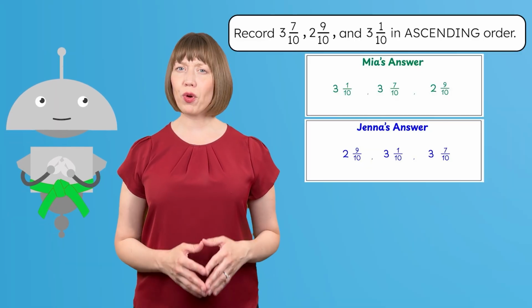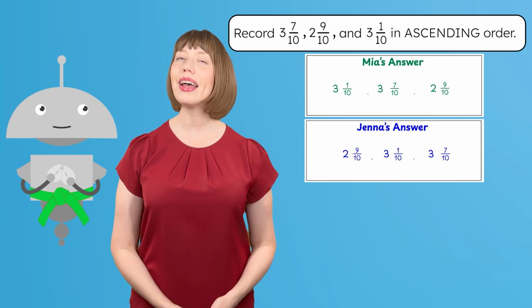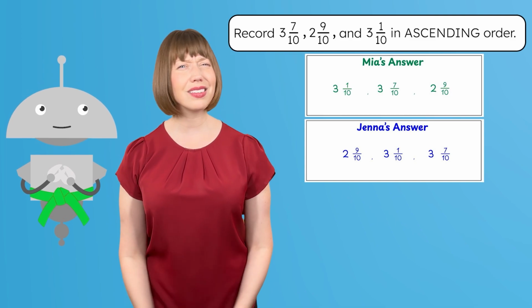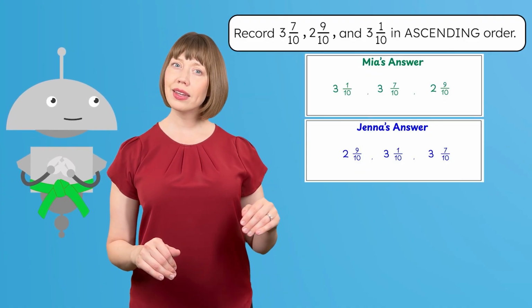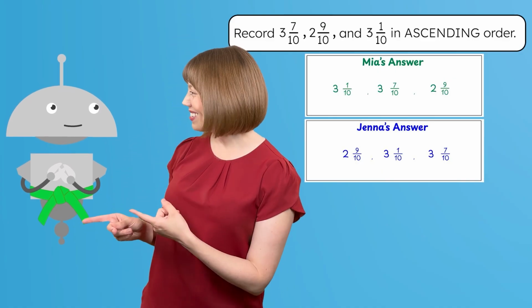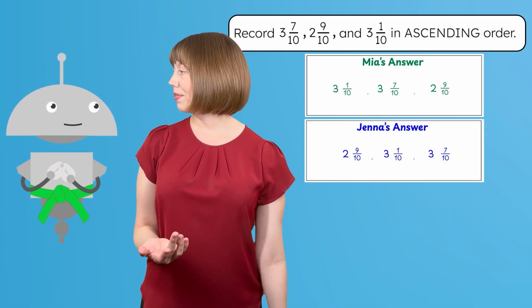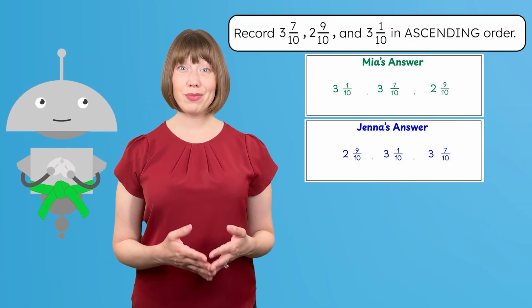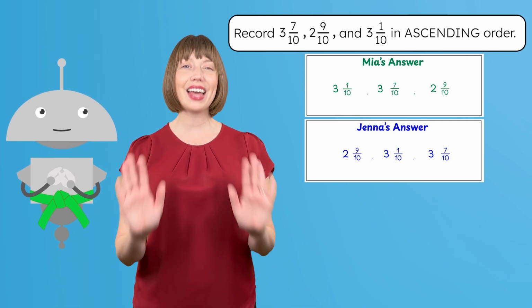So, we had to put 3 7/10, 2 9/10, and 3 1/10 in ascending order. First, does ascending mean least to greatest or greatest to least? Right. Ascending means least to greatest. I checked if any needed simplifying. Same here. They're already simplified. Then I checked to make sure the denominators are all the same. Yep, they are all tenths.